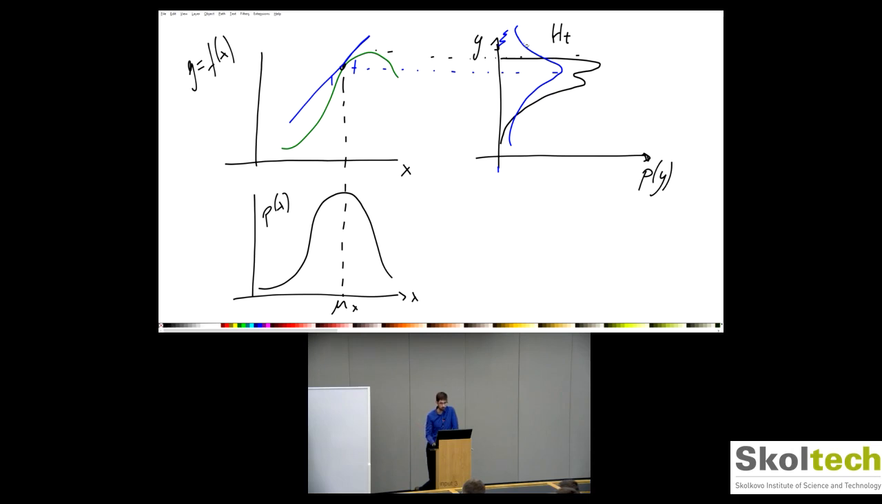So here there's a lot of error. There's a high chance that your estimates are here, when actually you know that because of this nonlinearity, this is never going to happen. So this is just the mismatch between the nonlinear propagation of a prior Gaussian and just linearizing and then having a Gaussian transform.